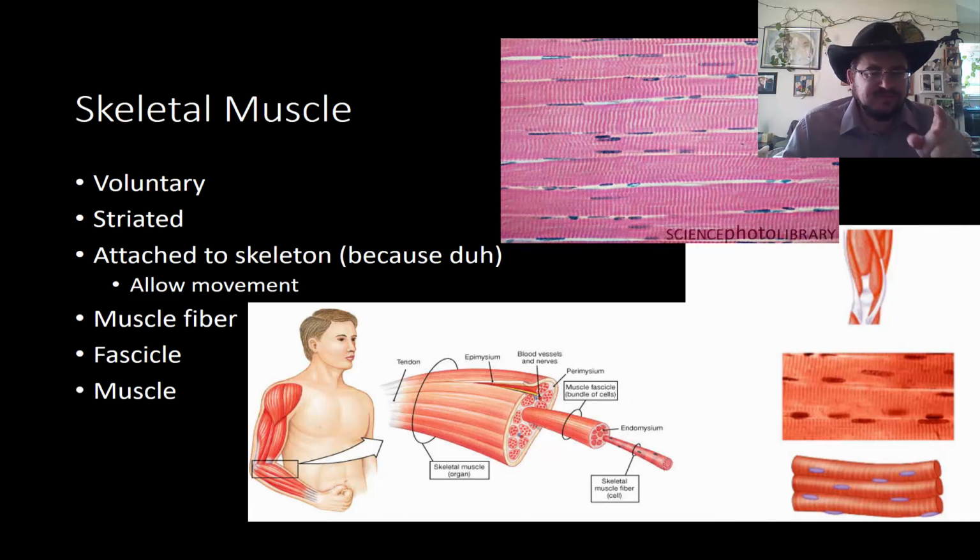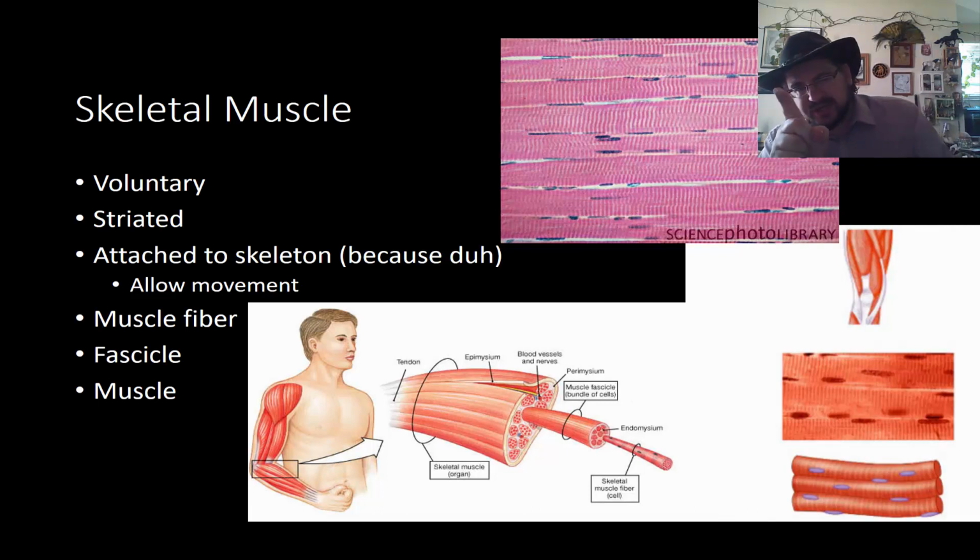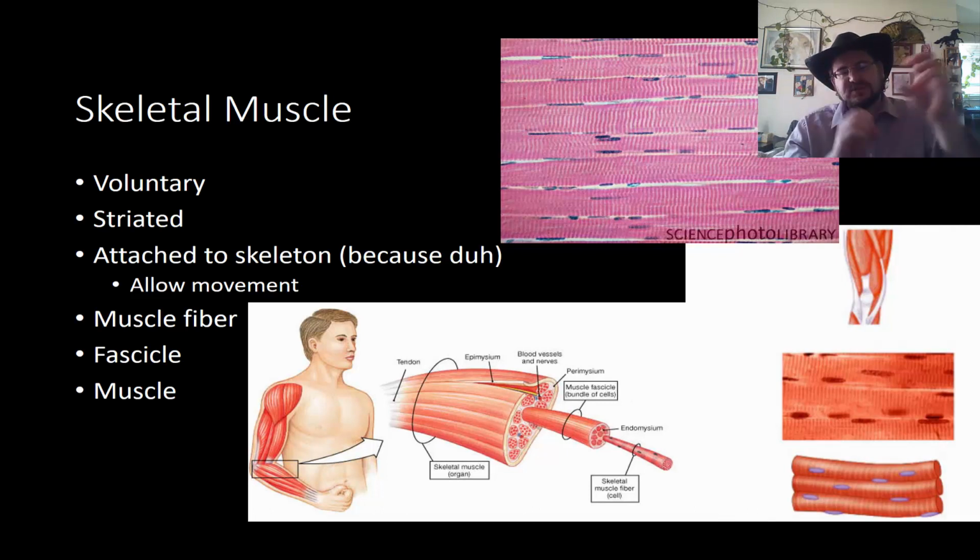So, muscle fiber, individual muscle cell, can be very long. Bundle of muscle fibers, muscle fascicle. So, if each one of my fingers is a muscle fiber, there's a little membrane around it, and this is a muscle fascicle. Multiple fibers, bundle of fibers. Multiple fascicles make up what you think of as the actual muscle, like a bicep.